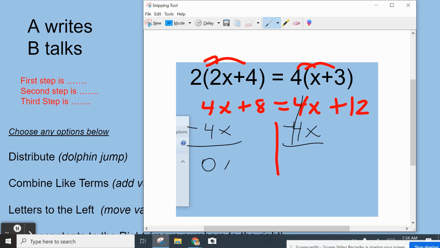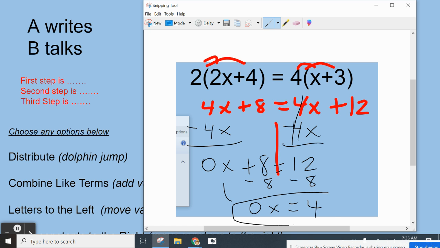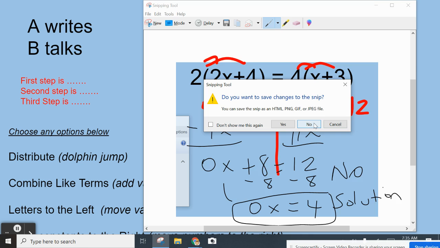All right, I get 0x and then plus 8 equals 12. Then I'm going to subtract 8. I get 0x equals 4. Does that make sense to you? Could you ever have something like that? Nope, that doesn't make any sense to me. 0x equals 4, that is no answer, no solution. Okay? Very good, you guys, very good.